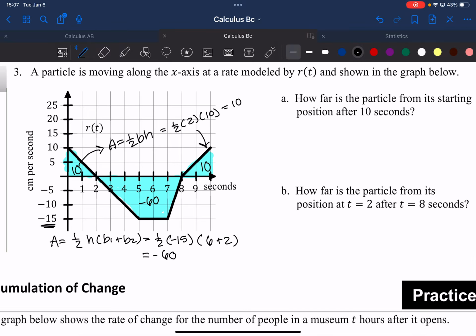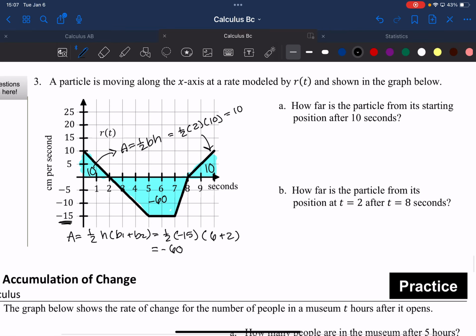Now we can go to our questions. Part A says, how far is the particle from its starting position after 10 seconds? So that means we're looking at which starting value first? 0 to 10. Does that encompass the entire graph? Yes. So what are we going to do with each of those areas? Add them together. So we have 10 minus 60 plus 10, which gives us negative 40.